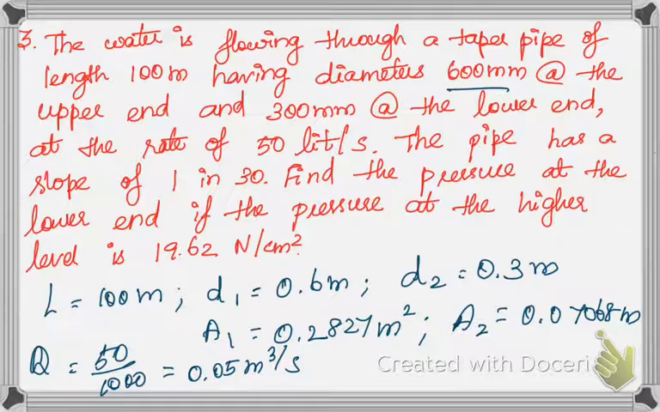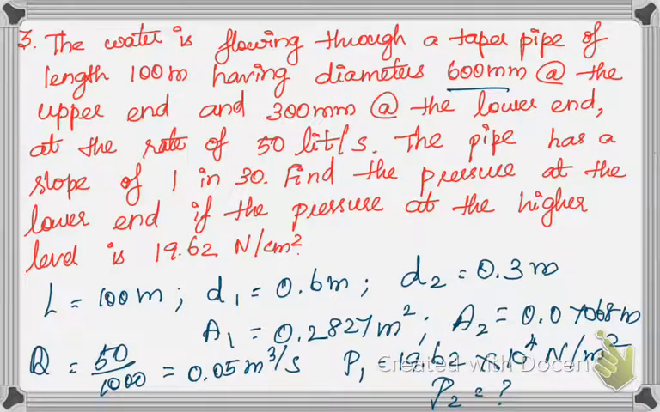The higher end or upper end we have assumed to be section 1. So the P1 value is given as 19.62 into 10 power 4 Newton per meter square. They have asked us to determine the P2 value. Here the difference is that they have given the length as well as the slope value.